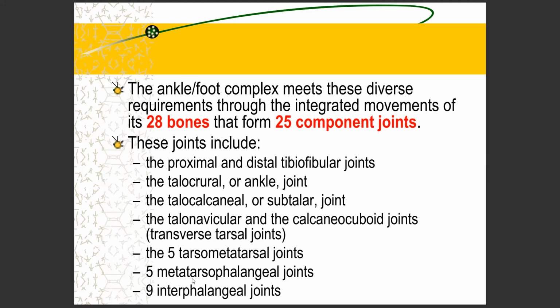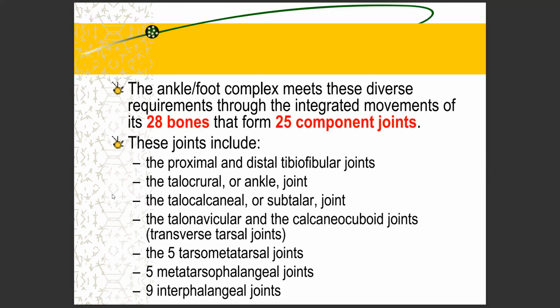Then the 5 tarsometatarsal joints, the joints between the tarsals and the metatarsals, 5 metatarsophalangeal joints, and 9 interphalangeal joints. If we combine all these joints, 9 plus 5 plus 5, that makes 19. 19 plus 2 is 21, 22, 23. And with the proximal and distal tibiofibular joints, that makes a total of 25 component joints. And all these 25 component joints of the ankle foot complex are made of a total of 28 bones.